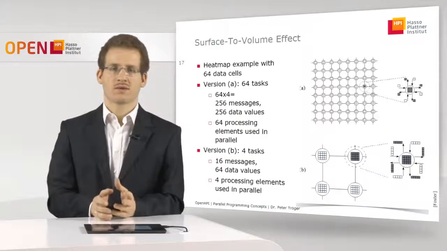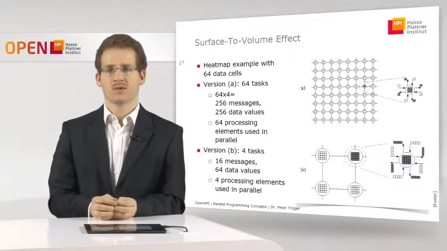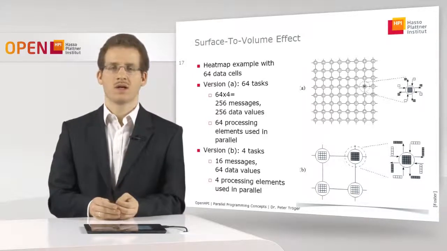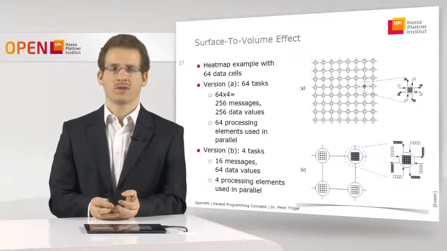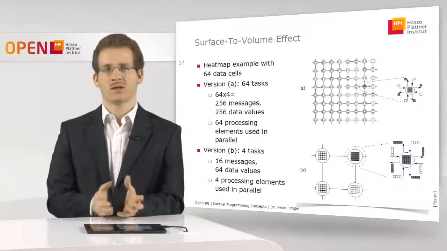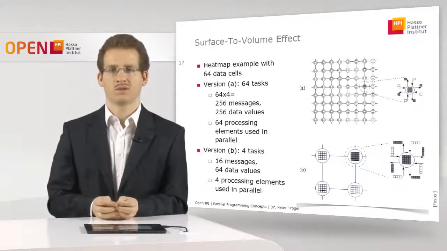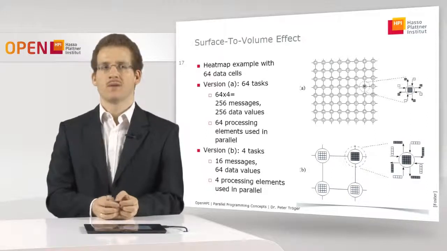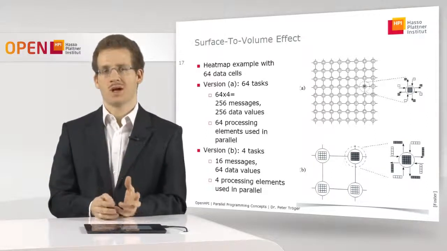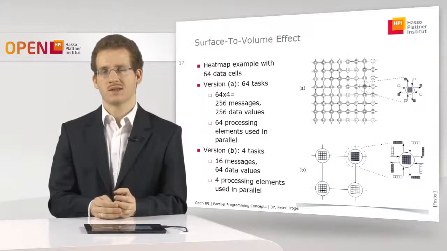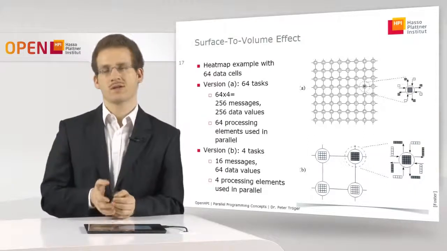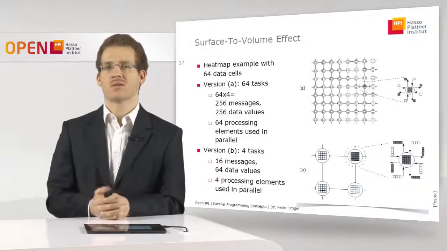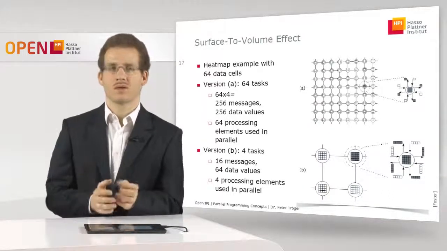Here's an example from Ian Foster, who was one of the authors introducing this concept. In his example, he used something that we know as the heat map example. We introduced heat map as a coding exercise for you in week 3. The idea here was that you have different cells, and these cells have their temperature, and then they exchange that temperature information with the neighbor cells and update their own value according to a heat spreading scenario.